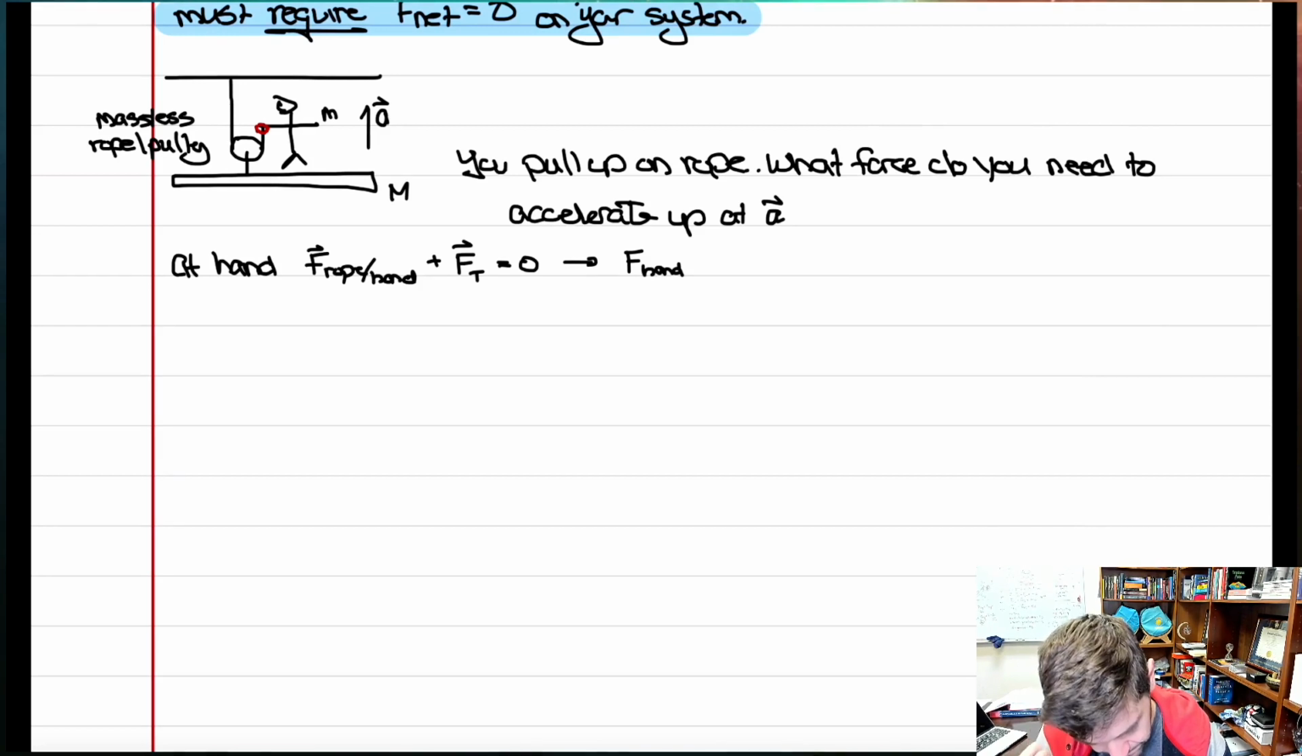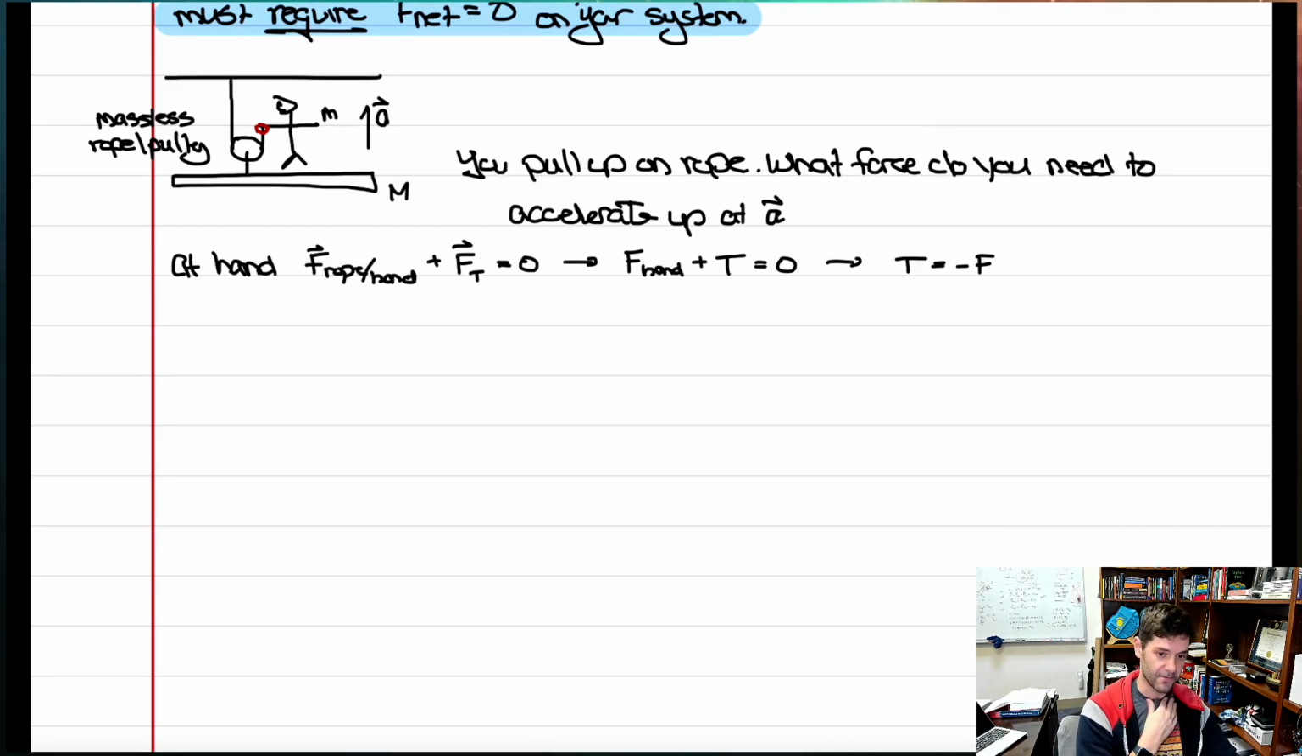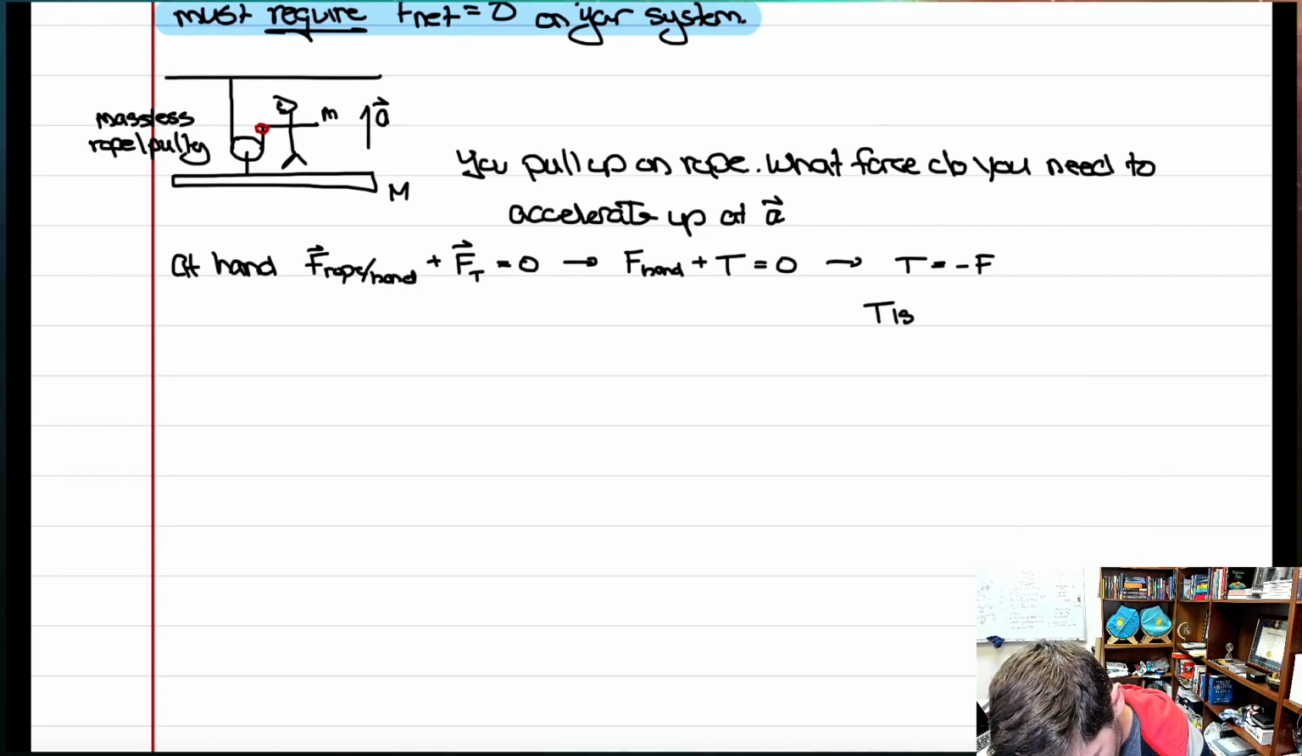Then there is some tension in the rope as a result, and that better add up to zero. So in this case, it looks like the tension in that case is same in magnitude as the force exerted by my hand, but in the opposite direction for that little piece of rope. So in this case, we can say that T is uniform throughout the rope.